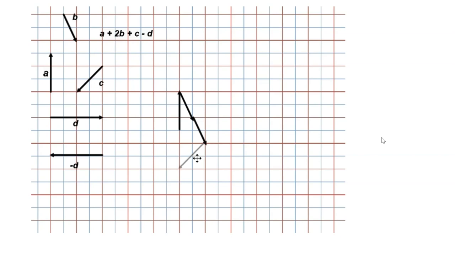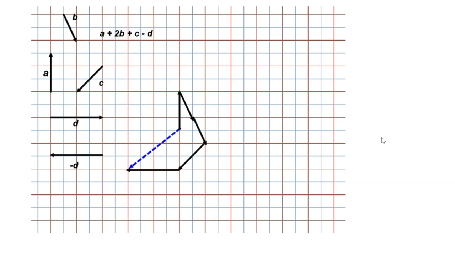All right, not two C's like last time, just one of the C's. I'm going to subtract a D. So there's my minus D. Remember, D runs from left to right, but my minus D runs from right to left. So that would be the sum of all of those vectors. That blue line, again, represents the sum of all of those vectors.